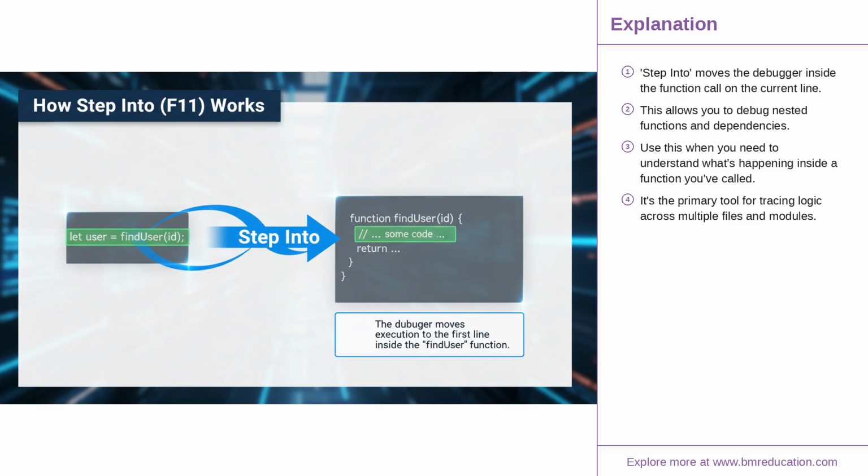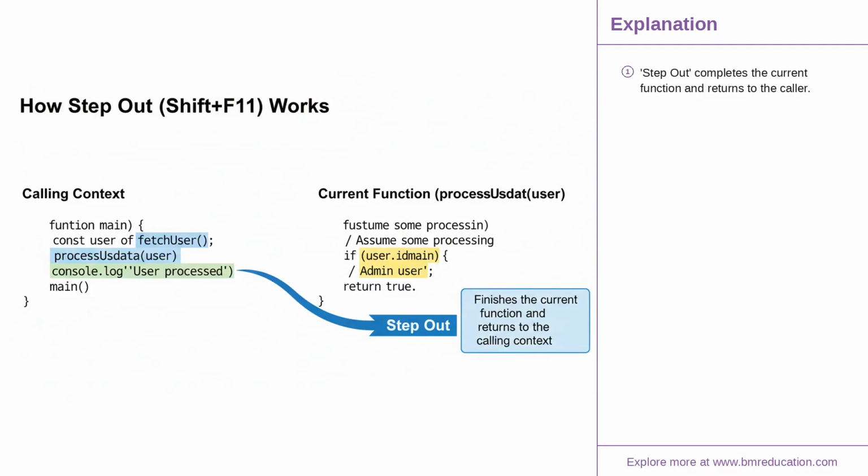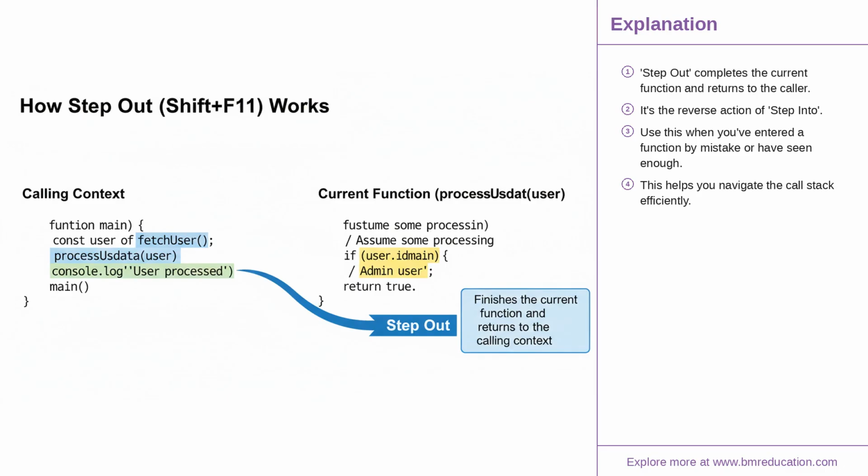This is essential for understanding how different parts of your code interact. Sometimes you'll step into a function and quickly realize it's not where the problem lies. You don't need to tediously step through the rest of it. In this situation, use step out. This command will execute the remainder of the current function at full speed and then pause on the line immediately following the original function call, back in the previous context. It's a huge time saver for getting back on track.